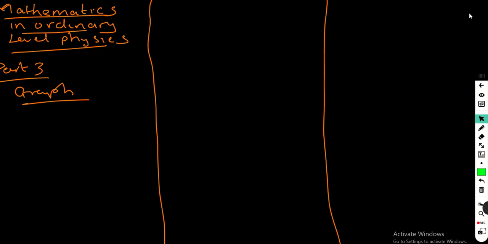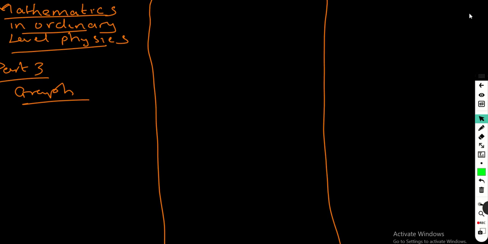Today we are going to continue looking at mathematics in ordinary level physics. So this is part 3, and today we'll be focusing on graph work. Graph work is so important in physics that if you don't know it, you're missing about 10 points in your exams. It's one of those skills or competencies that you need to have at the end of your ordinary level studies or your junior secondary school before even going to high school.